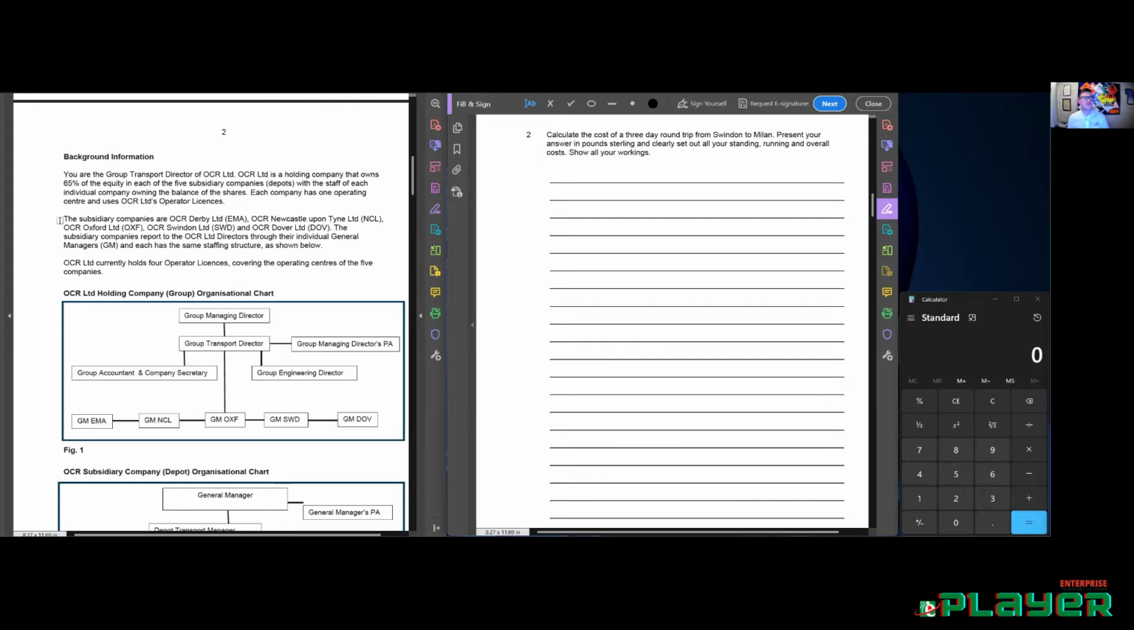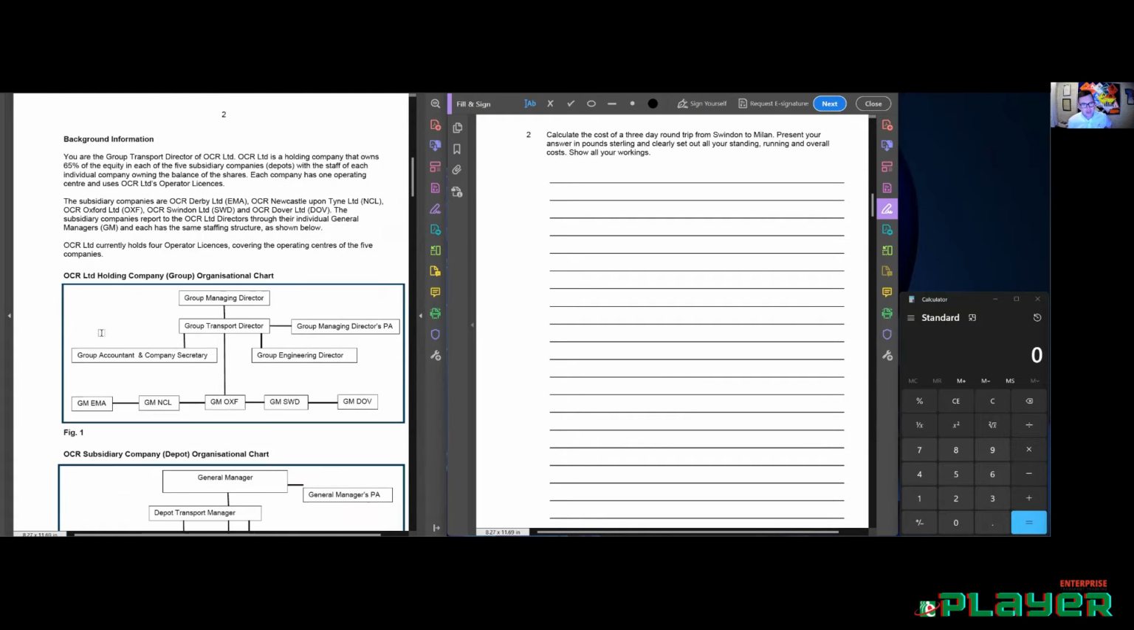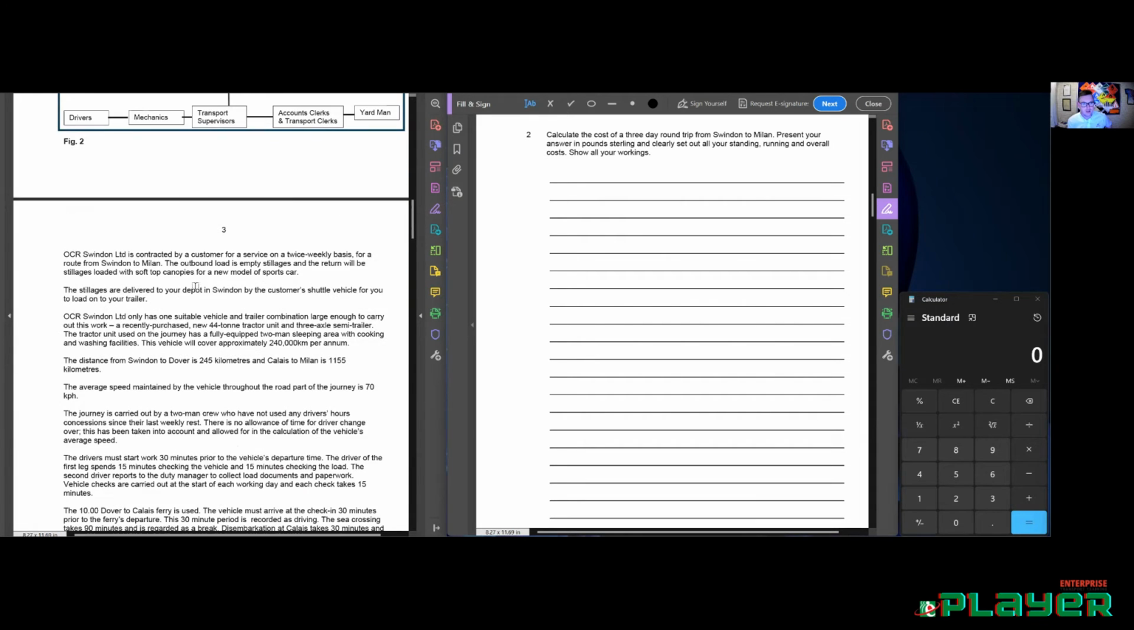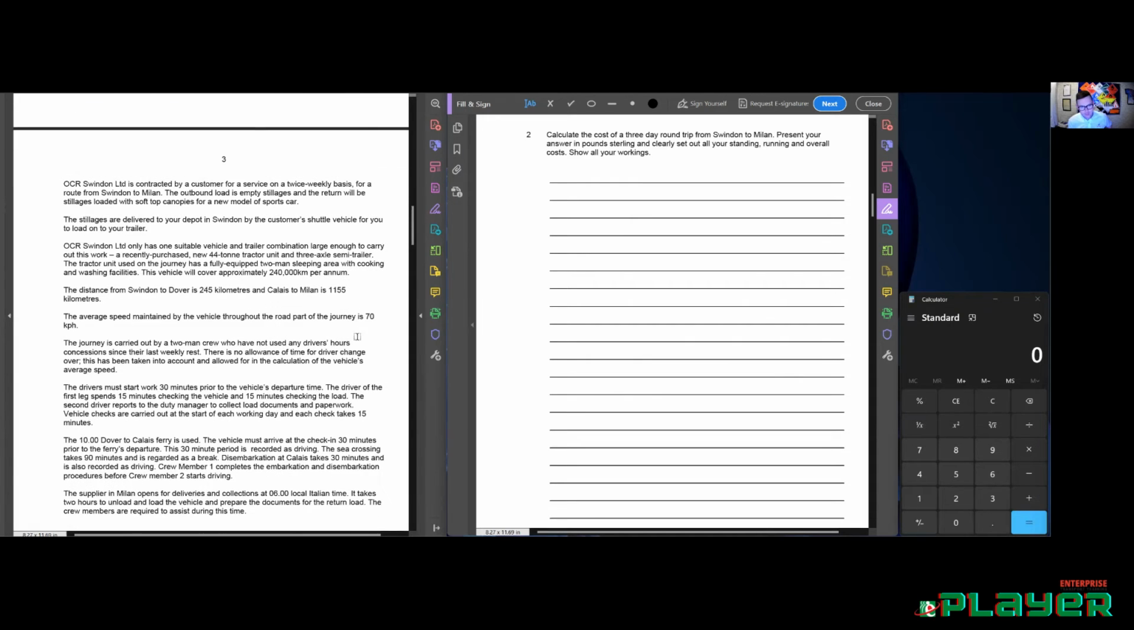The subsidiary companies report to OCR Limited directors through their individual general managers, and each has the same staffing structure as shown below. OCR Limited currently holds 4 operator licences covering the operating centres of the 5 companies. I'm not going to get bogged down in these organisational charts for now because they're not necessary for our question.